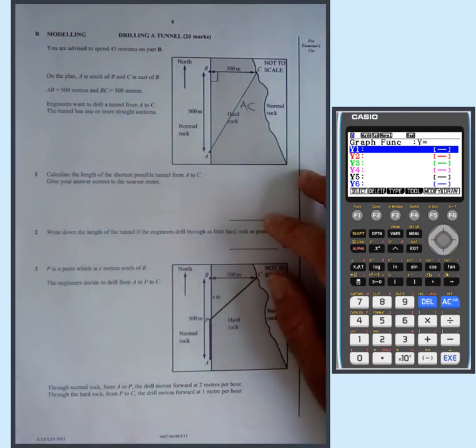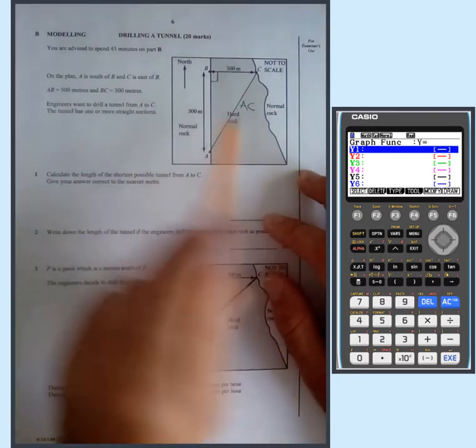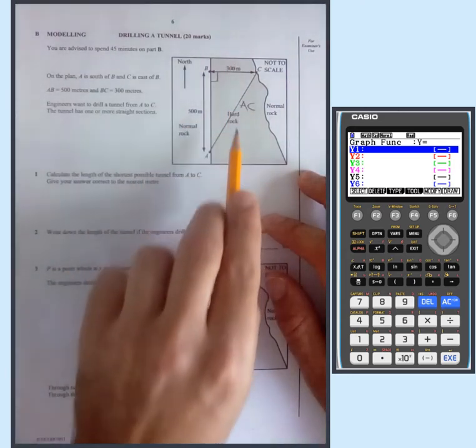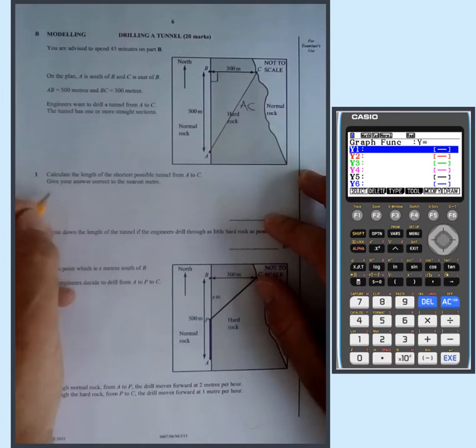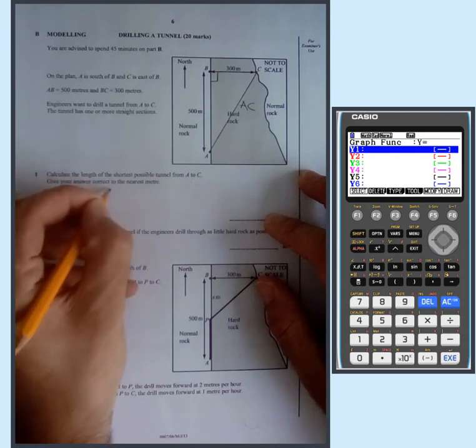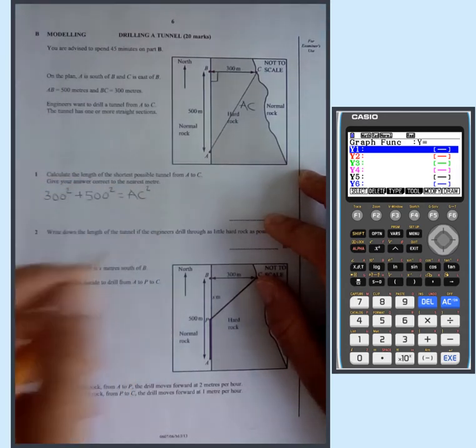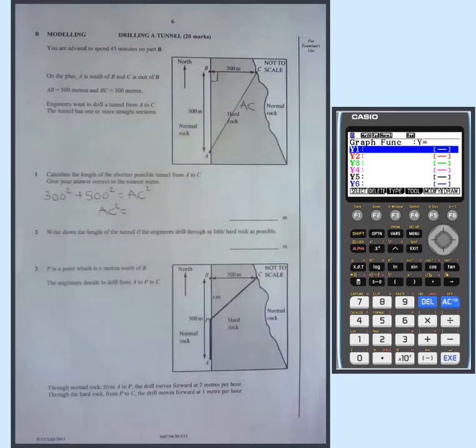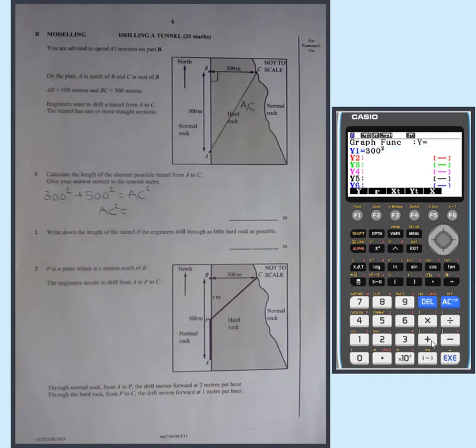This is Pythagoras' theorem. We have a right-angled triangle, we have two sides, and we need the third one. We are looking for the long side opposite the right angle. So it must be small side squared plus small side squared equals big side squared. So 300 squared plus 500 squared equals AC squared. That must mean that AC squared equals, let's go to the calculator, 300 squared plus 500 squared.